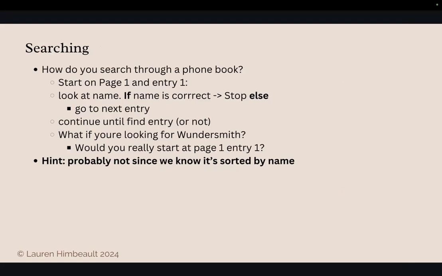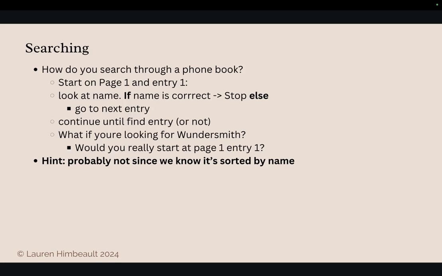Okay, so let's talk about searching for a second. How would you search through a phone book? In person, I would really wait for you to tell me, or perhaps I'd even bring a phone book in. So the first option is you could start on page 1 with the first entry and look at the name. And if it's correct, you can stop. Otherwise, you'll go to the next entry. And you can just keep doing this entry by entry, page by page until you find what you're looking for.